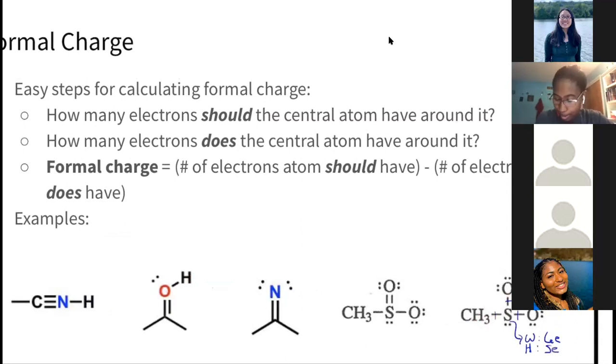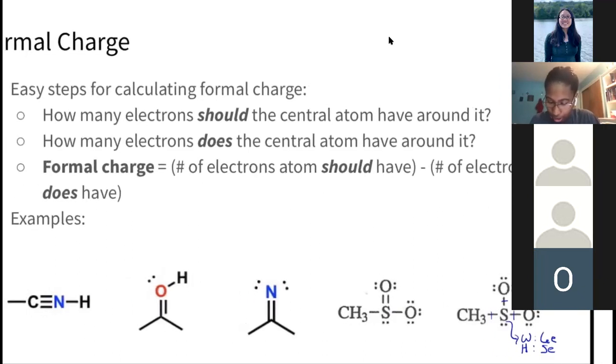Now, based on the amount of electrons that sulfur wants to have and the amount of electrons that it does have, does anybody want to shout out what the formal charge on our sulfur is? +1. Yep, thank you so much. So basically, what we do to get +1 is we subtract 5 from 6. I'm going to try and write it in here. 6 minus 5 equals +1. So that's the charge that's going to be on our sulfur.